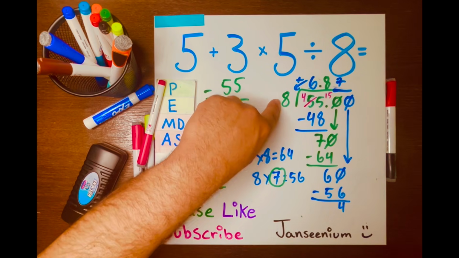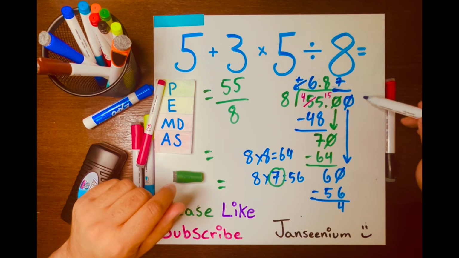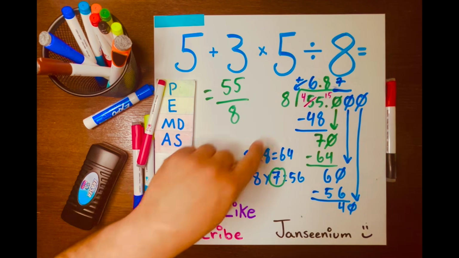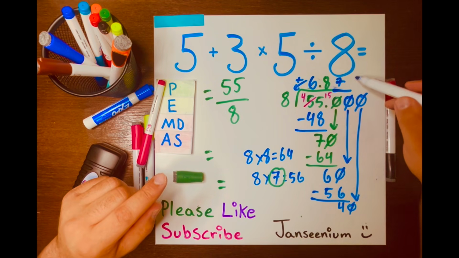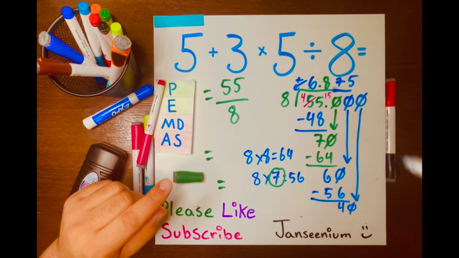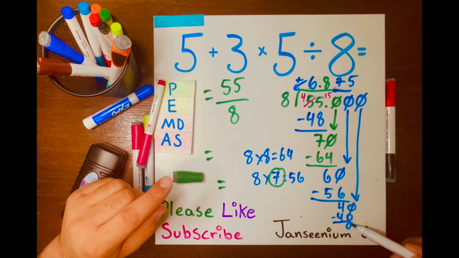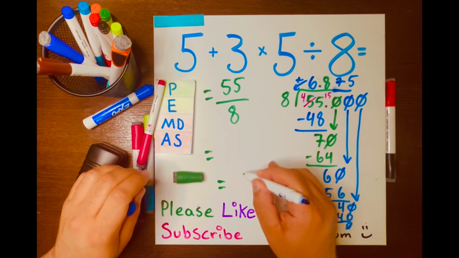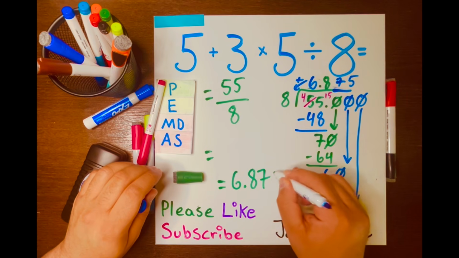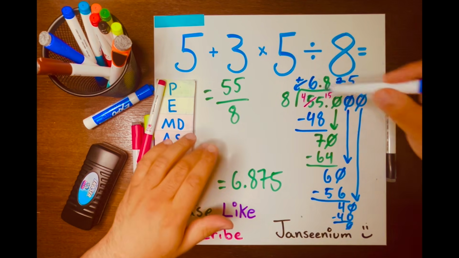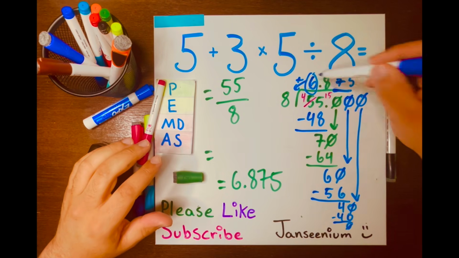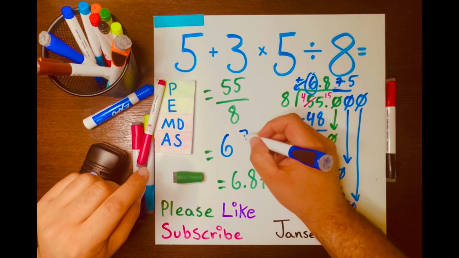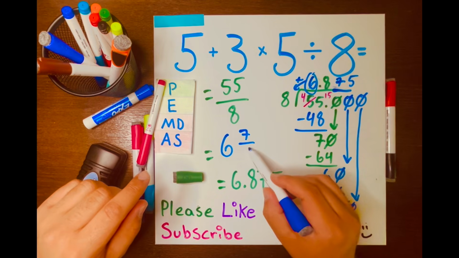And then how many times can 8 fit into 4? You cannot, so the 4 needs to borrow a 0. So we give a 0 to the 4, and the 4 becomes 40. How many times can 8 fit into 40? Well, we know 8 times 5 is 40, so it's 5. 5 times 8 is 40, and 40 minus 40 is 0. So your decimal answer is 6.875, and the mixed number is using this whole number, the 6, and then the remainder, which is 7, goes on top of the fraction bar, and the 8 goes below the fraction bar.